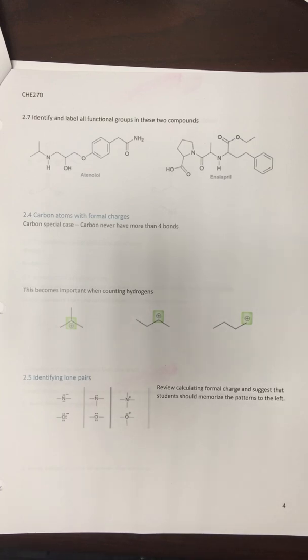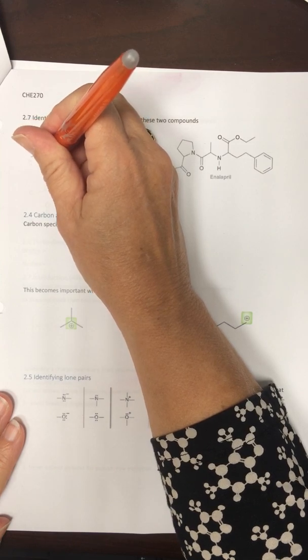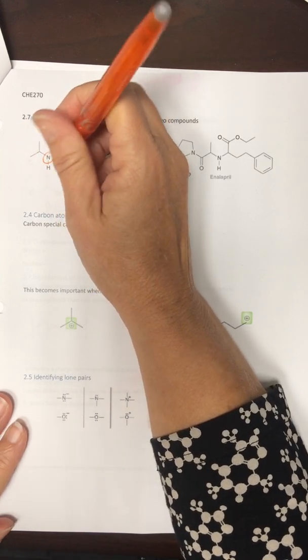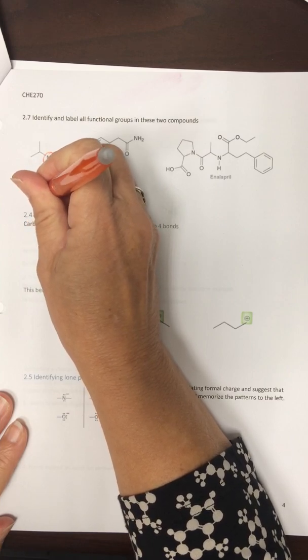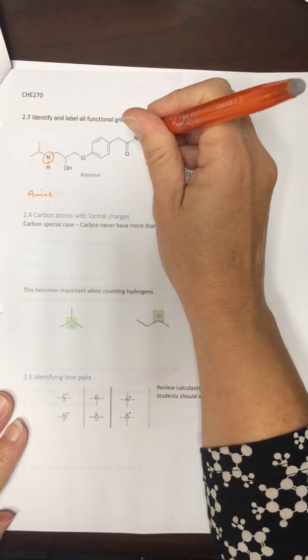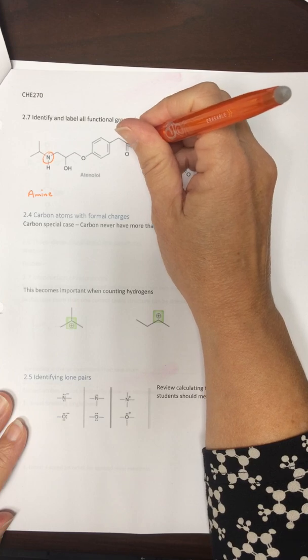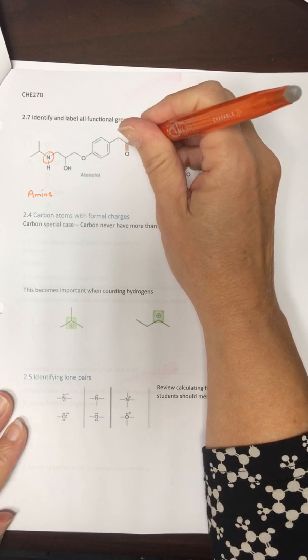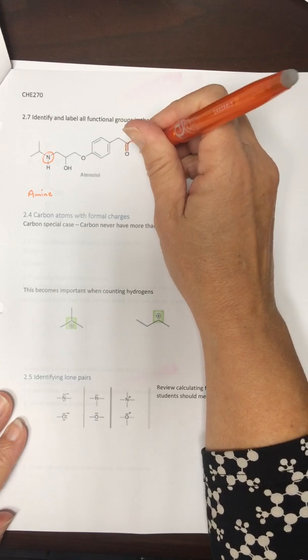So how many of the functional groups have you found? Well, first, there's a nitrogen here, and that is an amine. There's a nitrogen also over here, but if we notice, it's got this double bonded oxygen nearby. That makes it an amide.